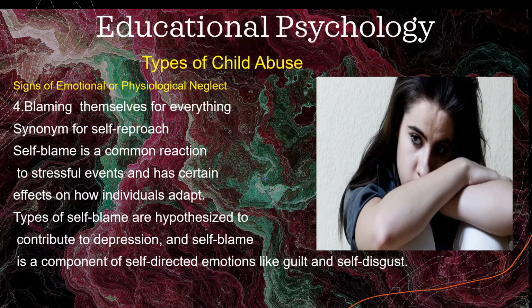So the fourth is blaming themselves for everything. So this is a synonym for self-reproach, self-blame. It is a common reaction to stressful events and has certain effects on how individuals adapt. Types of self-blame are hypothesized to contribute to depression, and self-blame is a component of self-directed emotions like guilt and disgust.